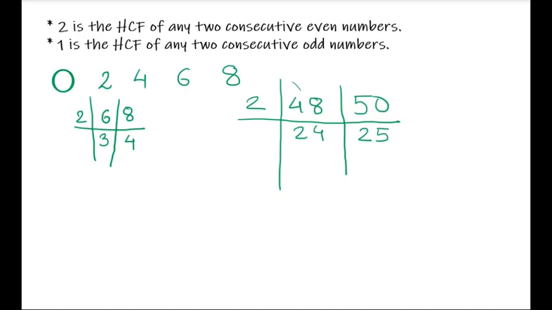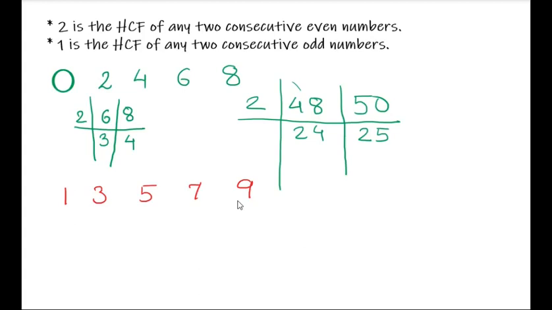Now let us study that 1 is the HCF of any 2 consecutive odd numbers. First I will write down the odd numbers. The odd numbers are 1, 3, 5, 7 and 9. So these are the odd numbers. If any number has these digits at its units place, then it is an odd number. Now what are consecutive odd numbers? Same, coming after one another.